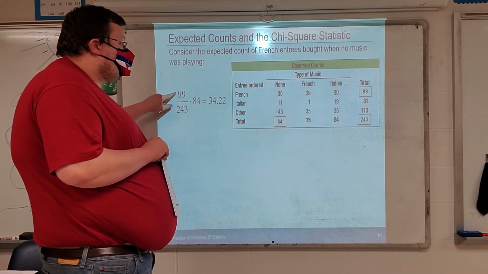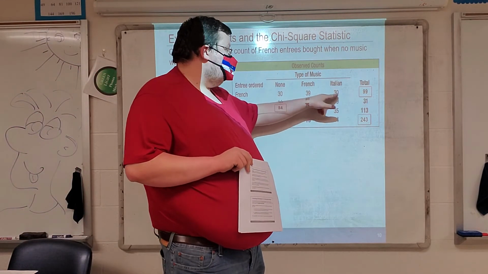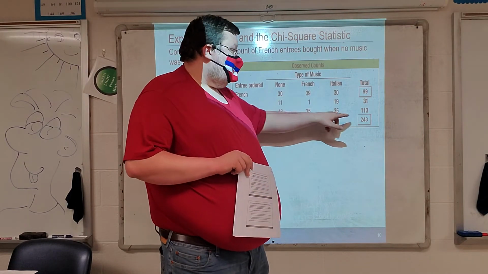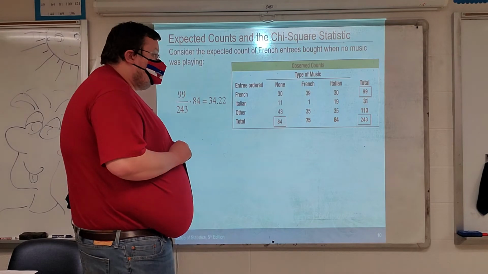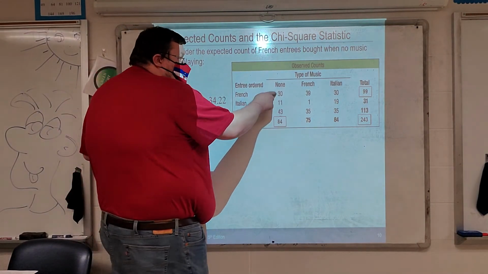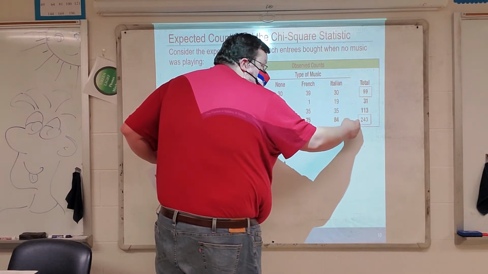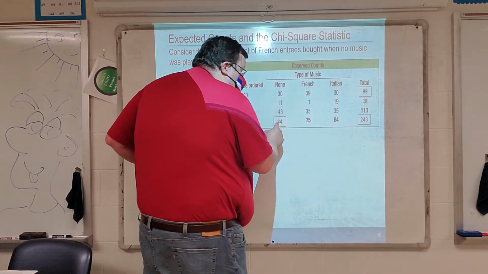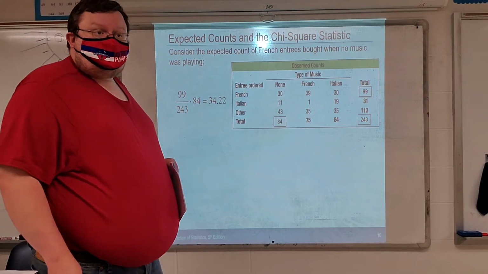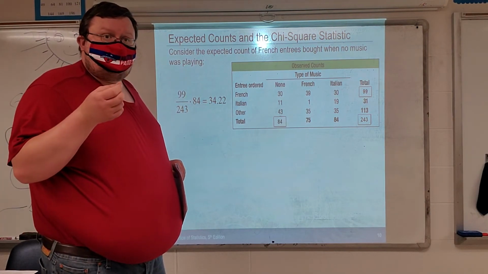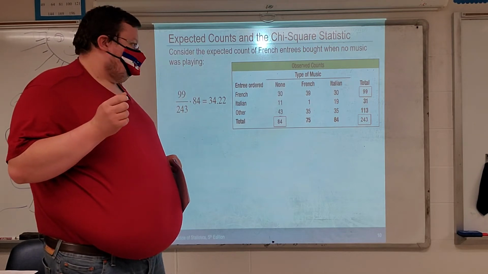There were 99 total French entrees ordered. That's the number of French entrees ordered out of the grand total. If 84 people are not listening to music, we would expect that percentage, 99 out of 243, of 84 to be the expected count ordered. Does that make sense? It's a little tough to understand.